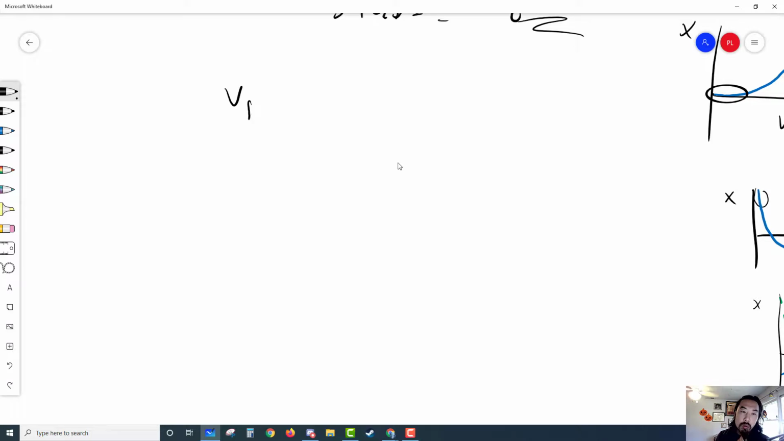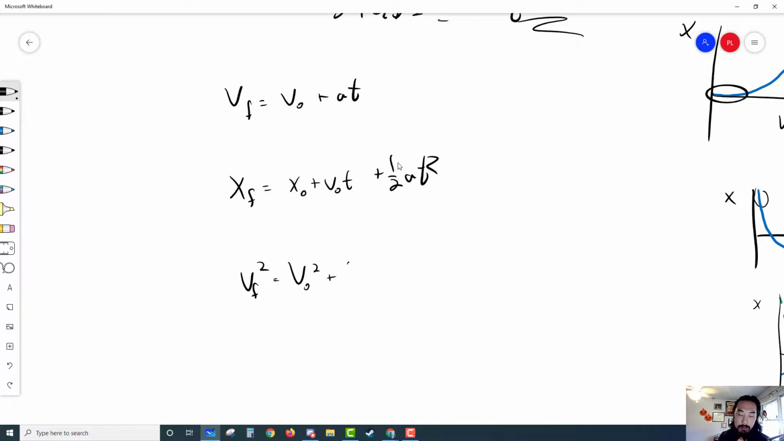I'm not going to go over how to use the kinematic equations because that's just plug and chug, right? But I want to show you how the questions will be asked. So we have our 3 kinematic equations here.